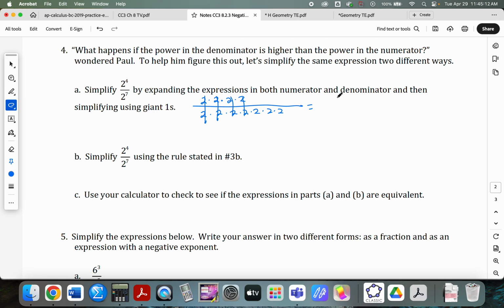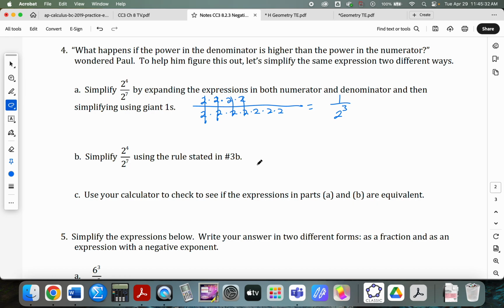What's left in the numerator? 1. And as a power, what's left in the denominator? 2 to the third power.